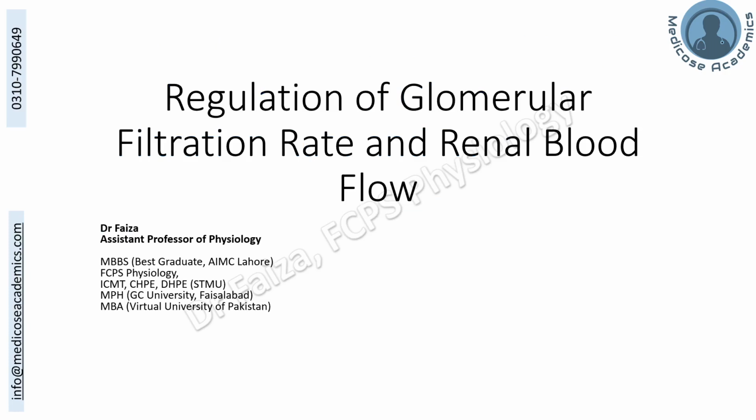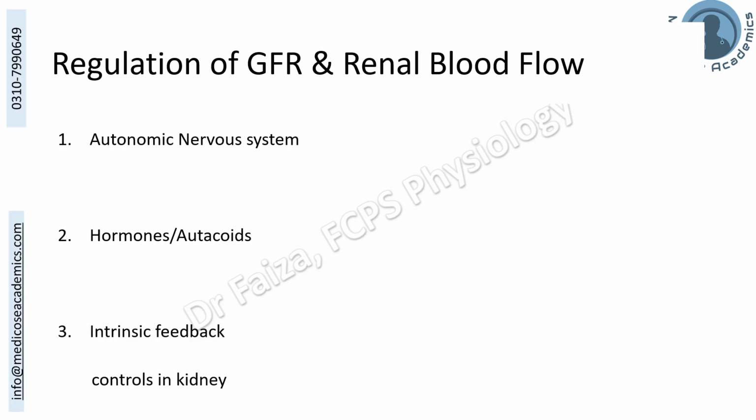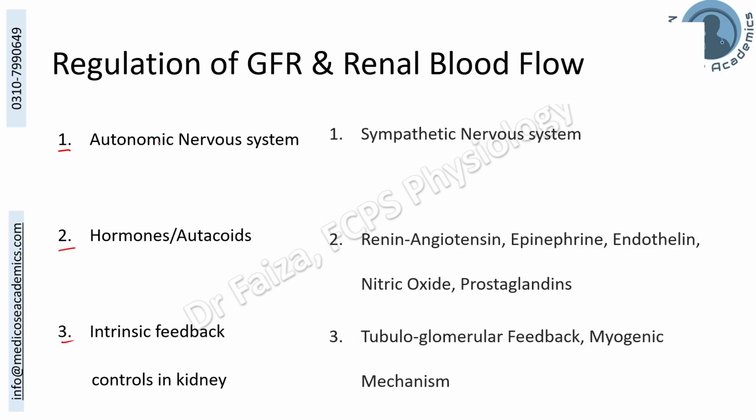Now that we have seen the determinants of the GFR and renal blood flow, we will look into the details of how the daily regulation of GFR and renal blood flow is brought about to avoid larger changes in the urine output. This can be broadly divided into three categories: the impact of the autonomic nervous system, the role of autocoids or hormones, and the intrinsic feedback control inside the kidneys. The autonomic nervous system has majorly the role of the sympathetic nervous system, hormones and autocoids are either vasoconstrictors or dilators, and intrinsic feedback involves two mechanisms, tubuloglomerular feedback and the myogenic mechanism.